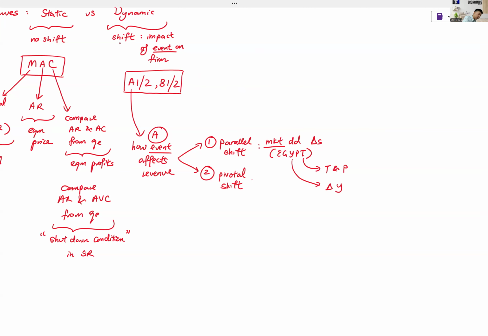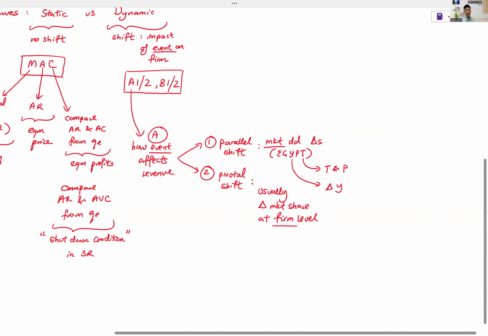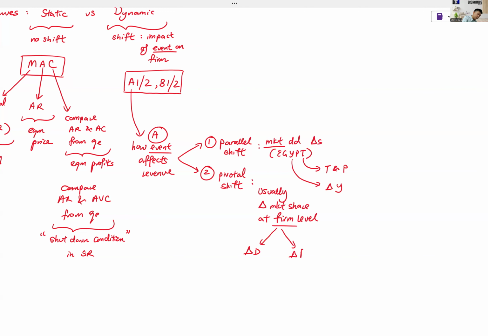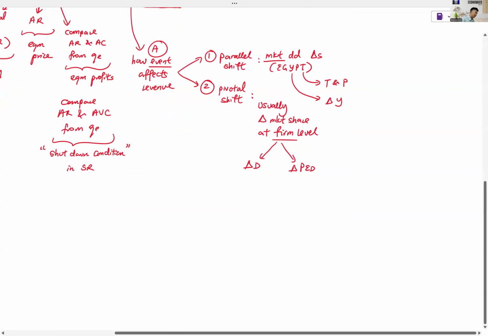No, this is market conditions, all right? A pivotal shift, PED changes as well. So this is usually due to, okay, usually due to a change in market share at firm level. Market is where all the firms come together, okay? And the firm level is one single firm, okay? So that means you have a change in demand and you have a change in PED, okay? I'll give you the illustration, okay?